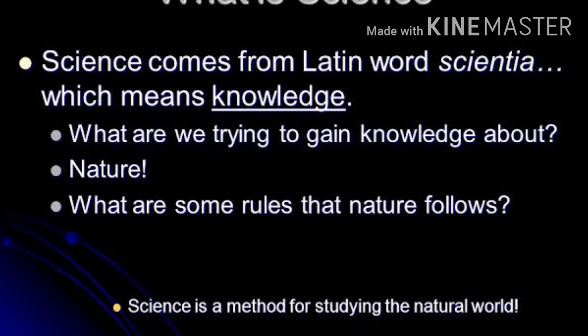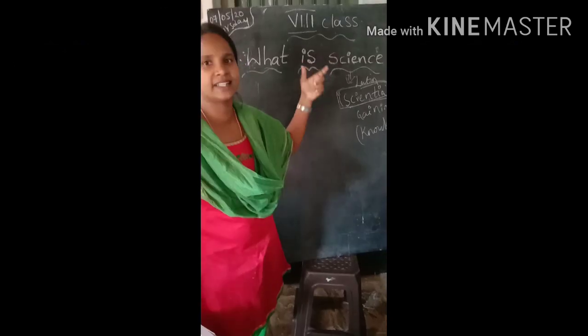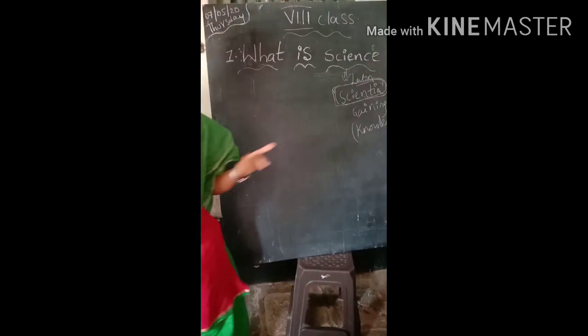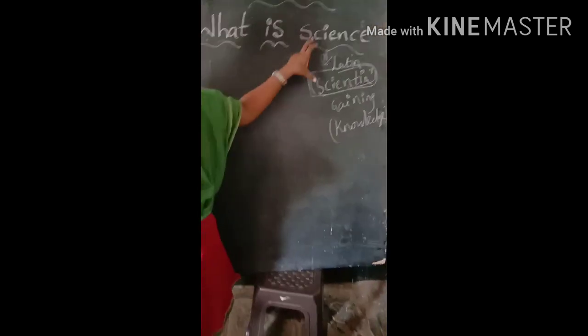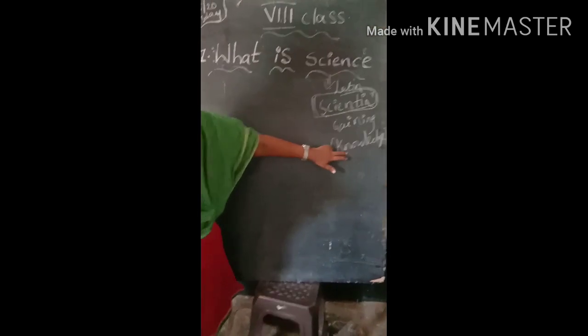That means with the help of science, we are gaining knowledge. The word science is derived from the Latin word scientia. Scientia means acquiring knowledge about nature or the entire world. We are getting more knowledge about nature, the world or the universe with the help of science. So science is a basic unit of knowledge.